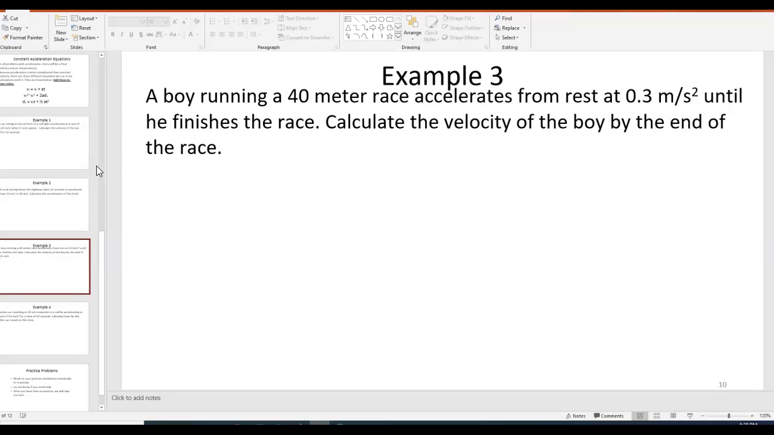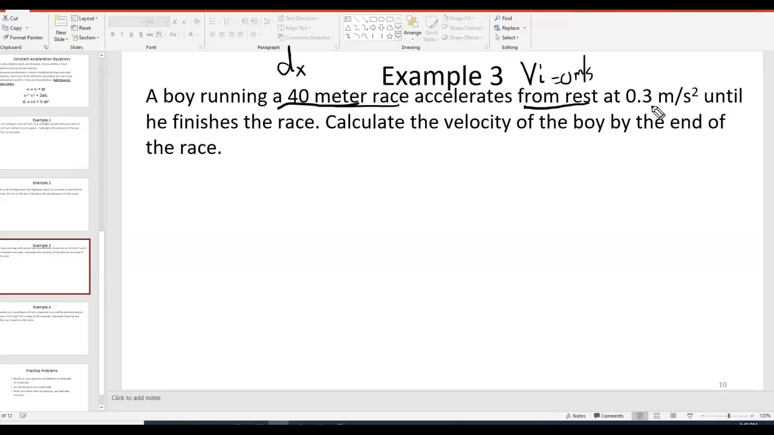Example 3. A boy running a 40-meter race accelerates from rest. Again, as I'm reading these problems for the first time, I'm always looking for numbers and I'm looking for context clues. Okay, 40-meter race. What is measured in meters? Well, that is displacement, so I'm going to label that dx. That's the only thing that's measured in meters, is distance and displacement. Accelerates from rest. We've seen that context clue before, right? If you start off from rest, that means at the beginning of the problem you're not moving. That means your initial velocity is 0 meters per second.